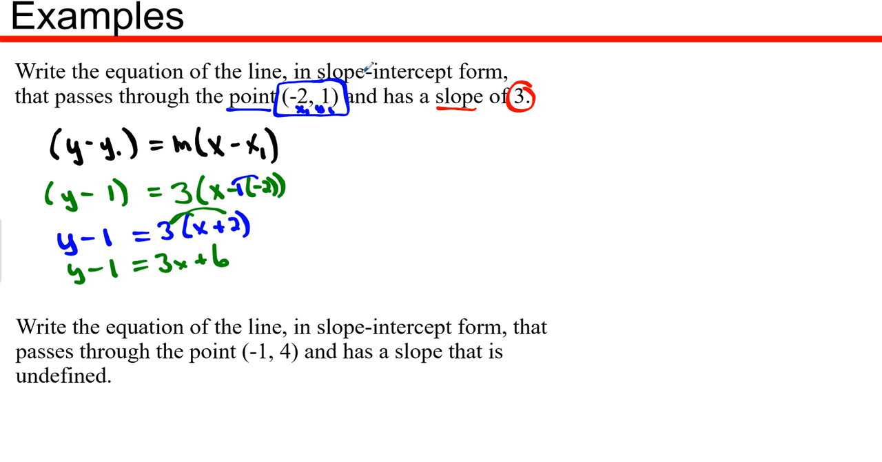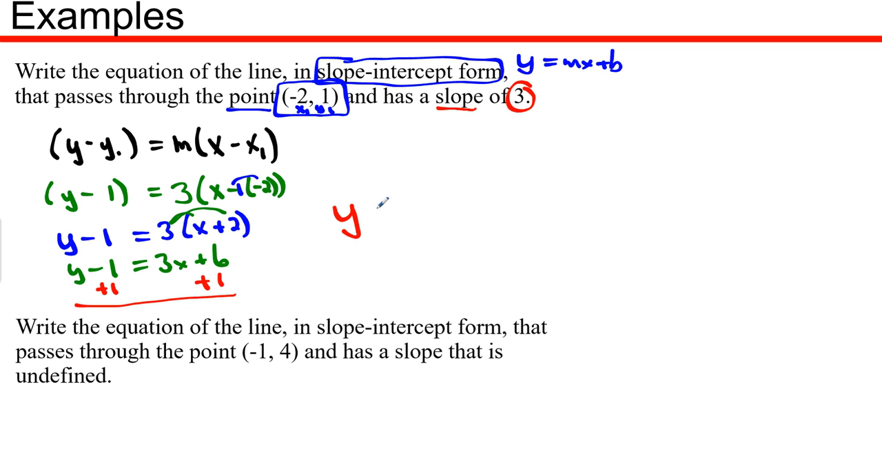And remember, I'm trying to get this in slope-intercept form, meaning that y equals mx plus b. So I'm almost there, which means I just got to solve for y, which means I just got to add 1 to both sides, and I can get my final answer of y equals 3x plus 7. So that's how you use those steps to get it into slope-intercept form. There we go. Let's try another one together.